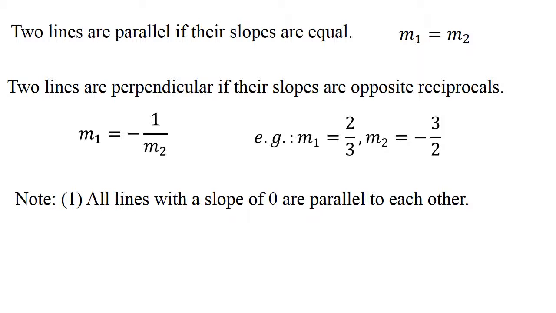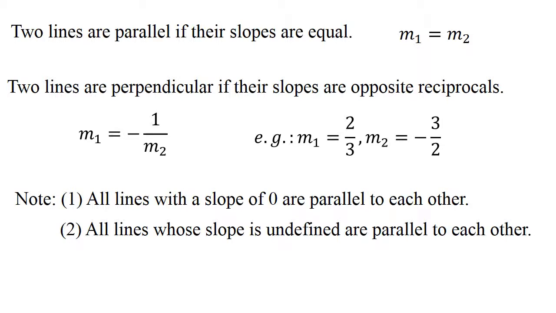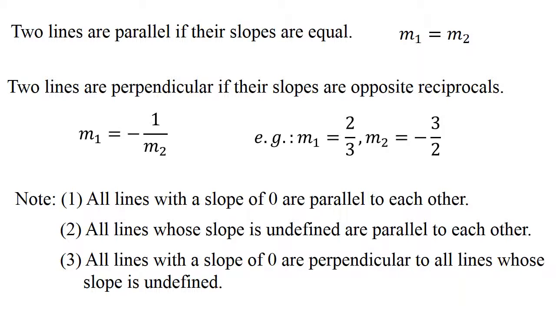But what may not be immediately obvious is that all lines with a slope of undefined are also parallel to each other. So even though undefined isn't a number, we say if it's undefined, it's parallel to another line that's undefined. And all lines with a slope of 0 are perpendicular to all lines whose slope is undefined. So we can think of undefined and 0 as being kind of opposite reciprocal type relationships. And what we're going to see is these are actually horizontal and vertical lines we're talking about here.